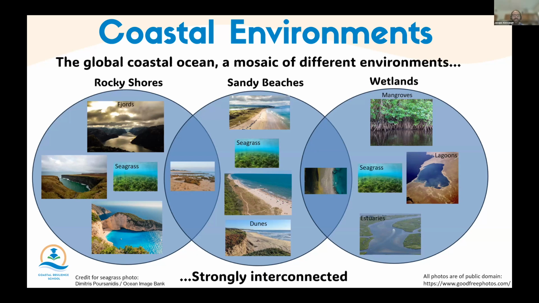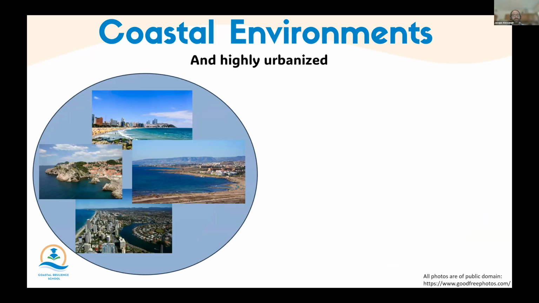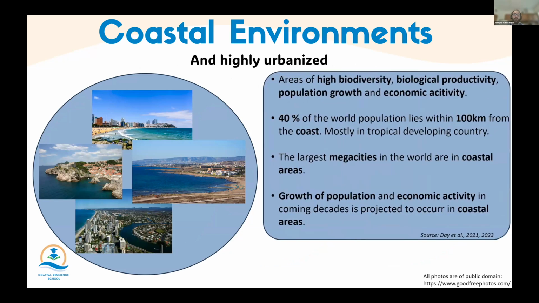Another very important thing is that all these environments are interconnected and highly urbanized, because we can find human infrastructures in all coastal areas, from small villages to mega cities. And so coastal areas are very important. First, they have high biodiversity, biological productivity, and population growth and economic activity focus in coastal areas. Just a few facts: 40% of the world population lies within 100 kilometers from the coast. The largest mega cities are in coastal areas. And the economic activity and population growth will be occurring in coastal areas in the next decades.